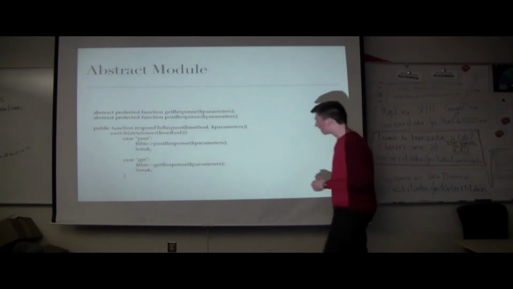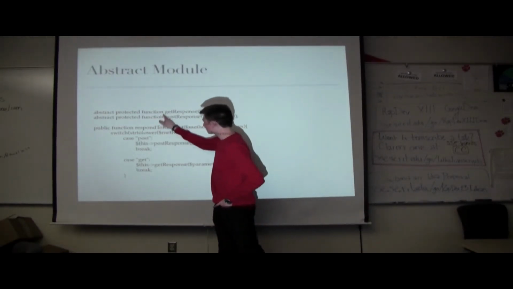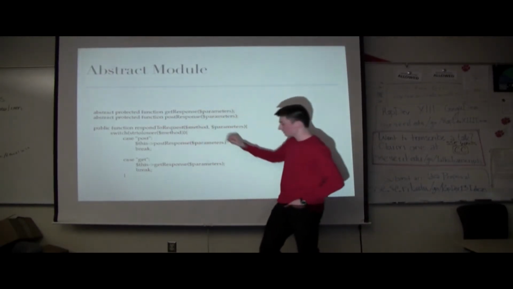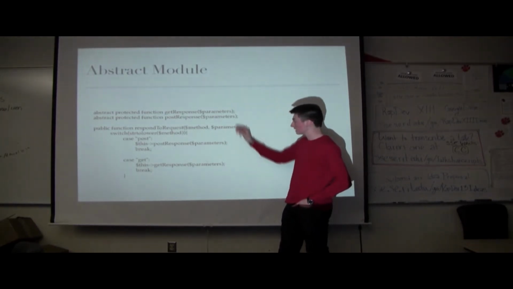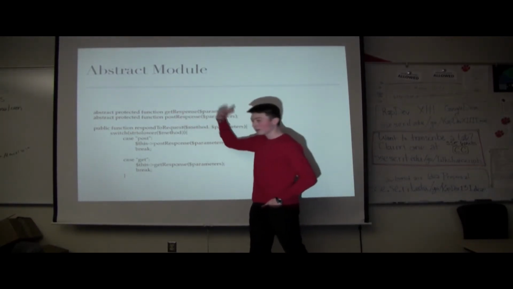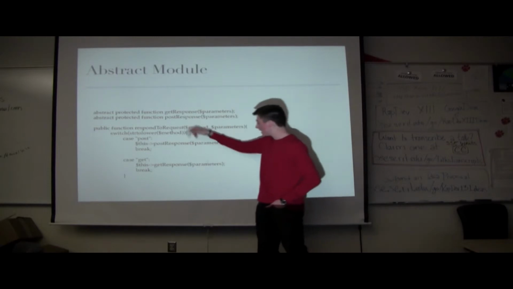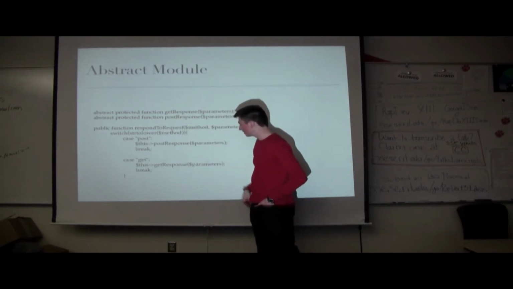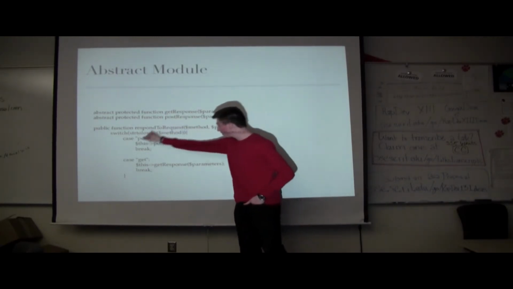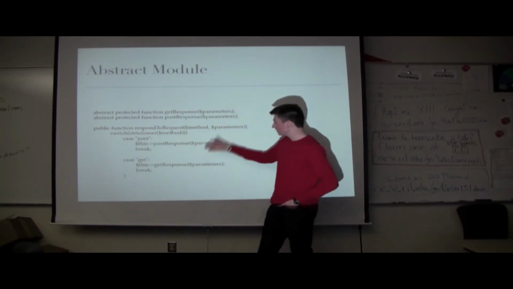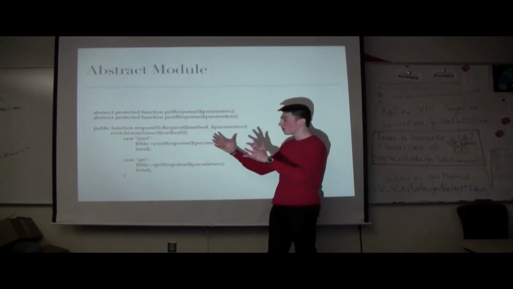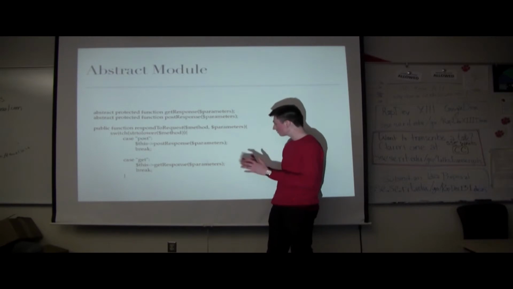So this is the abstract model here, and you have two abstract functions that each module has to implement. So you have the GET response: what happens when you send that GET request to it, and what happens when you send that POST request to it. But then you have this basic function, which is implemented by all of the modules.